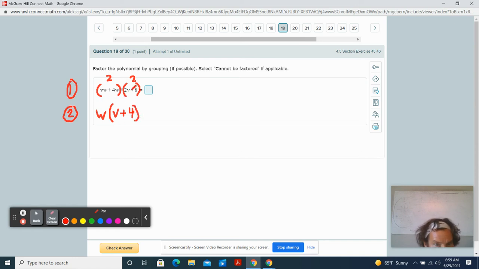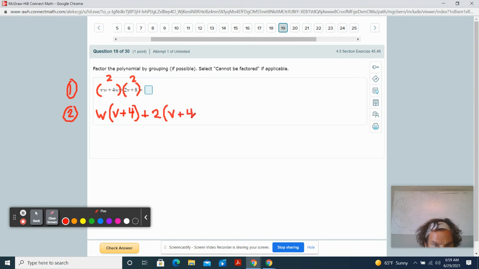Now I do the same thing with the second set of parentheses. But see this plus sign right here? That plus sign goes right here. Okay, so I'm going to take out a positive 2. 2 goes into 2V, 2 goes into 8. Take out a positive 2 and watch what happens. Watch what happens when you take out a positive 2. I have V plus 4.